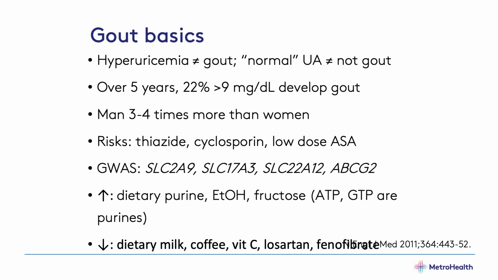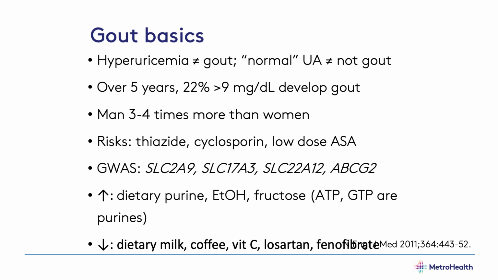As you know, men are 3 to 4 times more likely than women to have gout. The risks include thiazide, cyclosporin, low-dose aspirin. Genome-wide association studies reveal association with these genes. And as I recall, they are all transporter genes in the kidney tubules, which sort of makes sense.